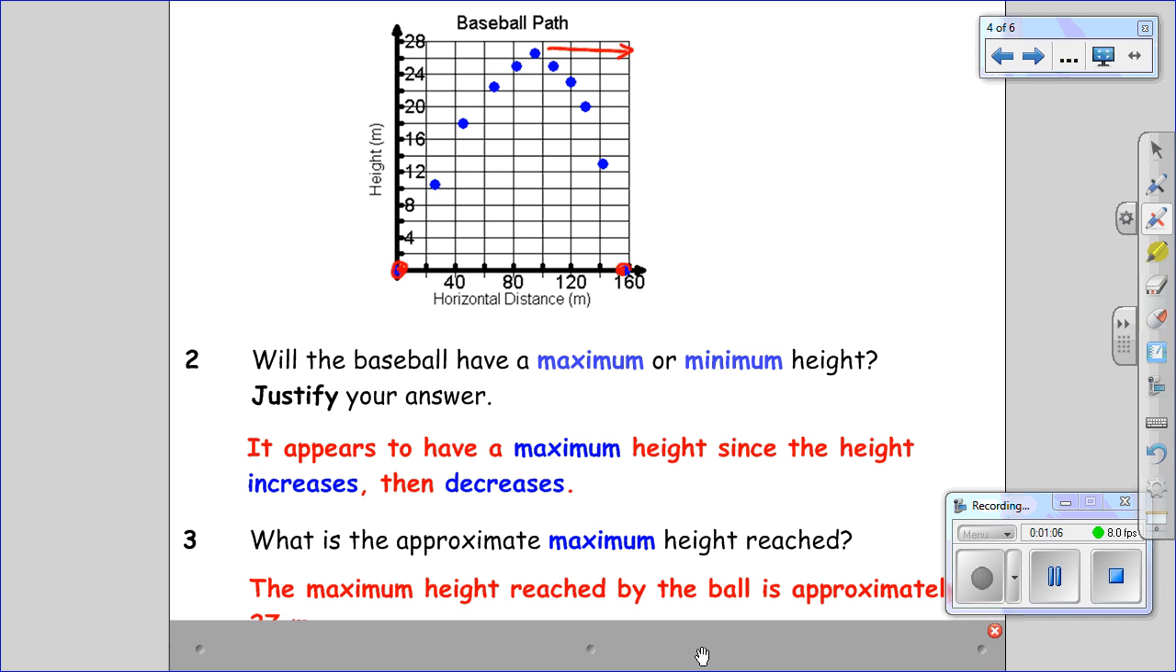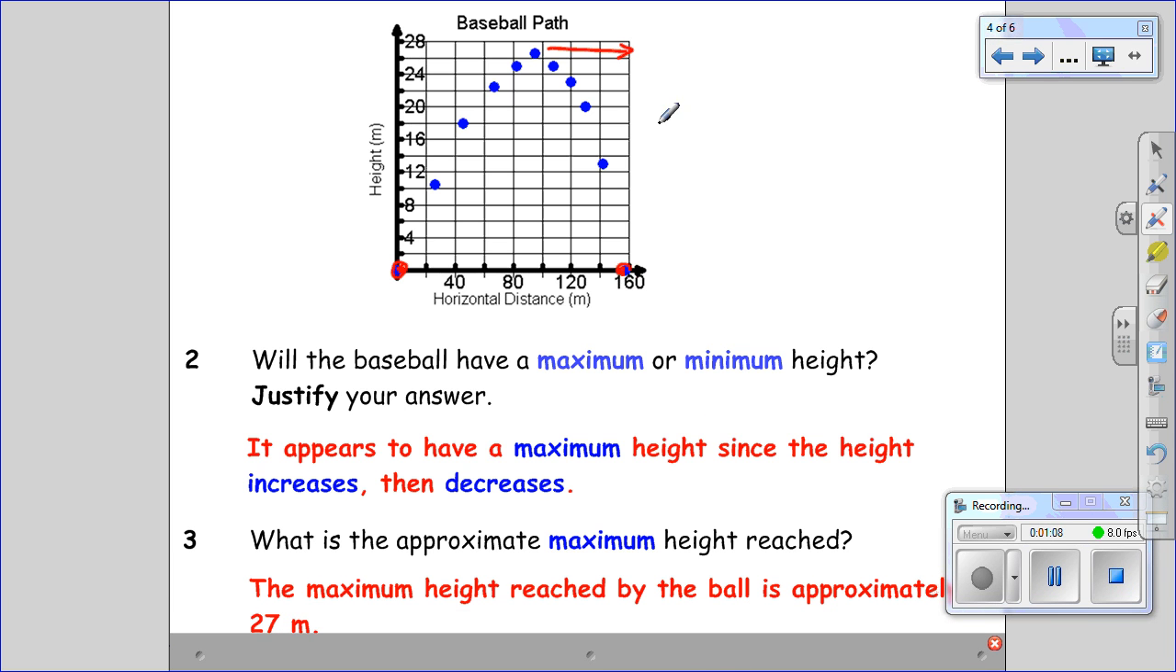What's the approximate maximum height reached? It looks like it's about 27 meters, and we can figure that out by drawing a horizontal line across to the axes. We've used a scale of 2 meters for the height, and we're halfway between the 26 and 28 mark approximately.